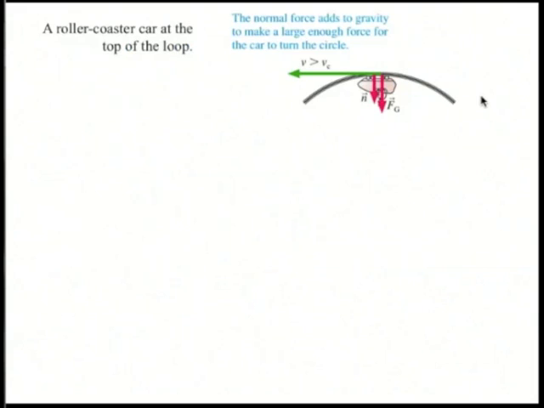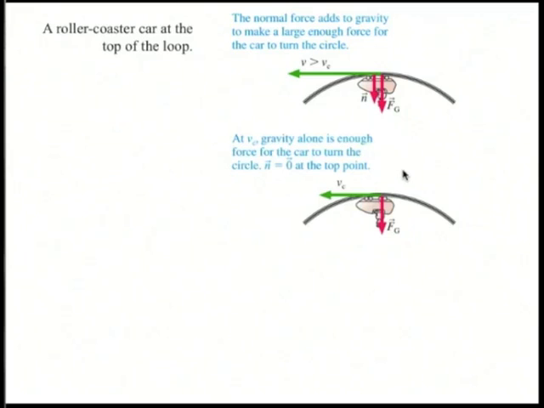So going through it again, if the car is going very fast, the normal force adds to the gravity in the downward direction to make a large enough force for the car to turn the circle. At this critical speed, v sub c, gravity alone is enough to force the car to turn on the circle, and you don't need any normal force, so it goes to 0.